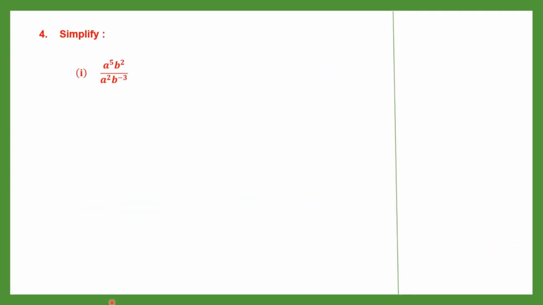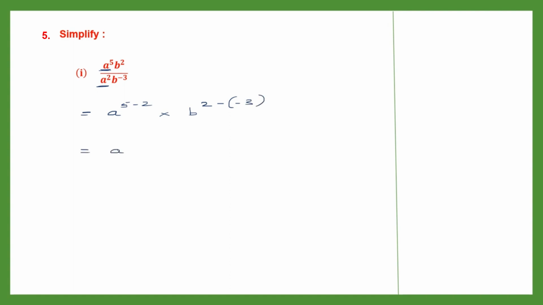So simplify. Now here we have a to the power of 5, b to the power of 2 divided by a to the power of 2 and b to the power of minus 3. When the base is the same and it is division, we can subtract the powers. So here we can write this as a to the power of 5 minus 2. We are working only on this and this. So a to the power of 5 minus 2, because the base is the same, we are subtracting the powers, into b to the power of 2 minus the other power below that, and that is already minus 3. So we write it like this.